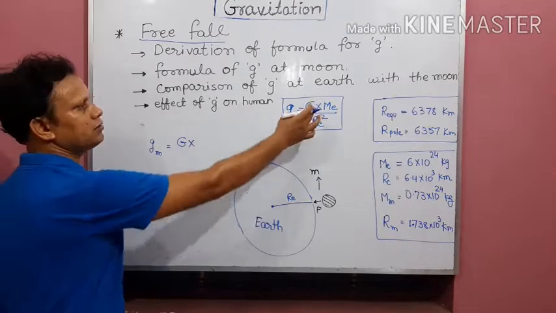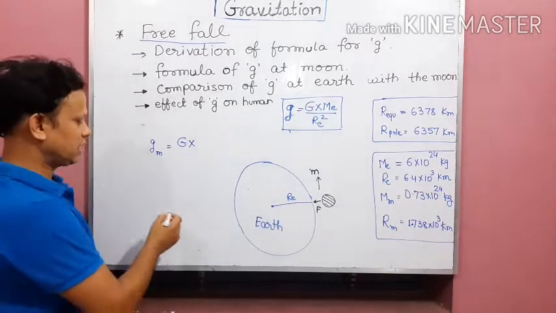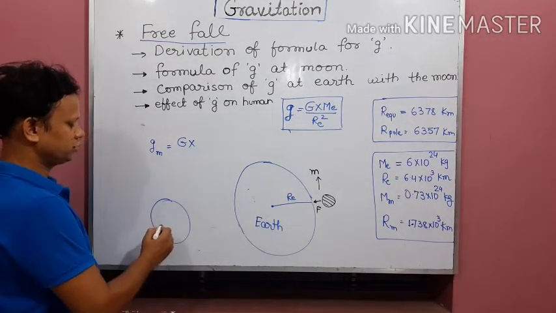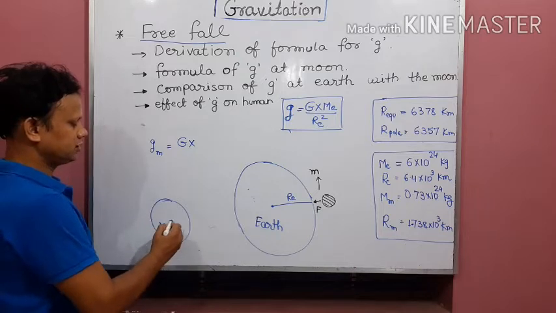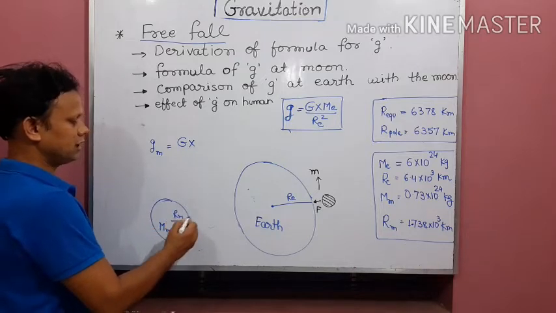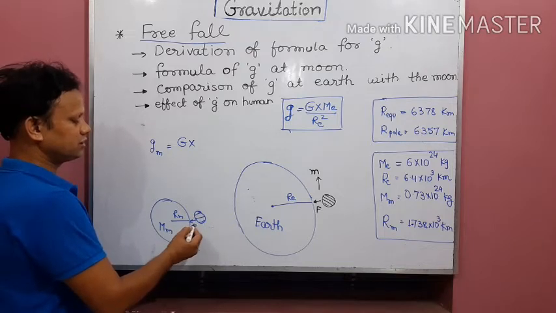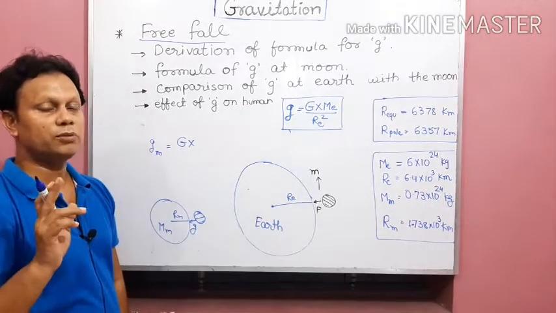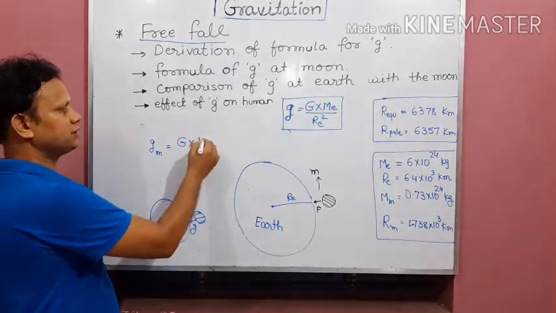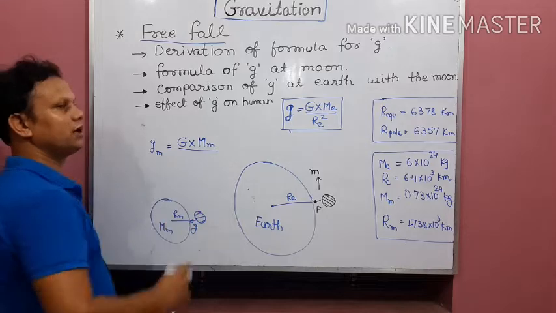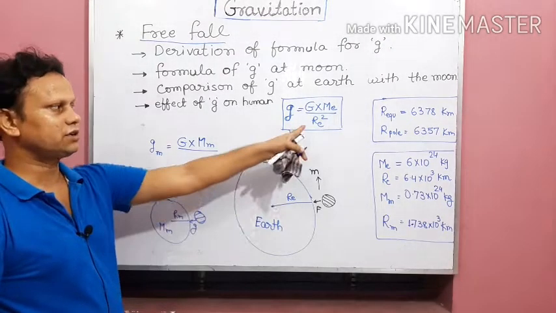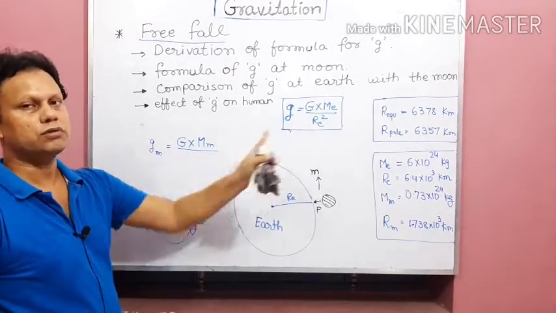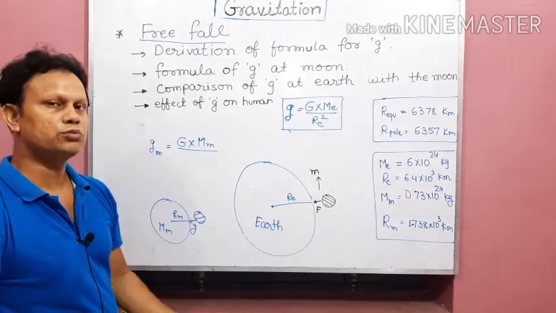Then do we take the mass of the earth, or should we take the mass of the moon? Suppose this is the moon and this is the radius of the moon, and the same object has reached the moon. So here, for the acceleration due to gravity, the mass will be taken of the moon. So mass of the moon upon, do you think we should take the radius of the earth here? No, because we have reached the moon. According to the moon we have to take.